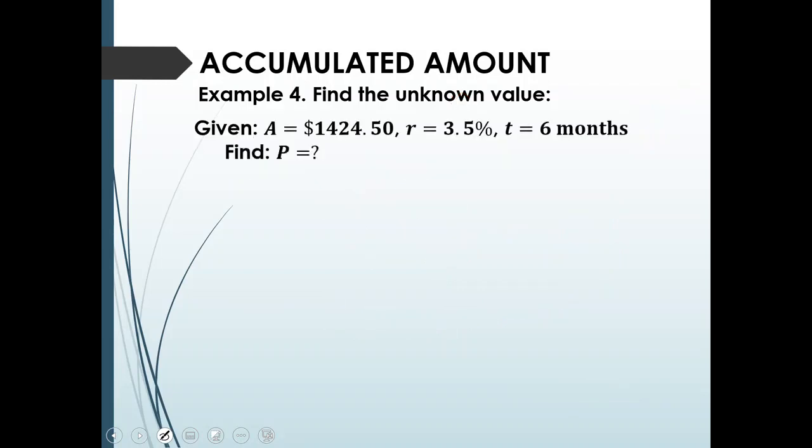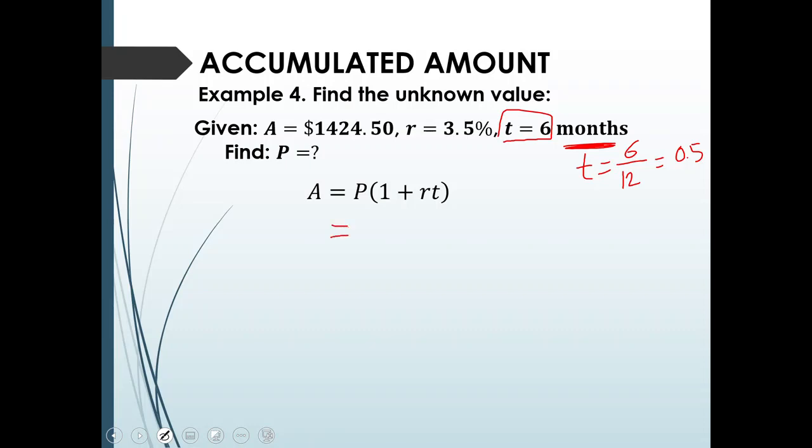Example number 4. Find the unknown. In this case, we have a series of given here. Given is A, and then we have the rate, and then we have the time, which is 6 months, and then we need to find P. But before we solve, take a look at your T here. T is in months. Remember, if it's in months, you have to change it into years. T should always be years. So T should be 6 divided by 12, which is 0.5.